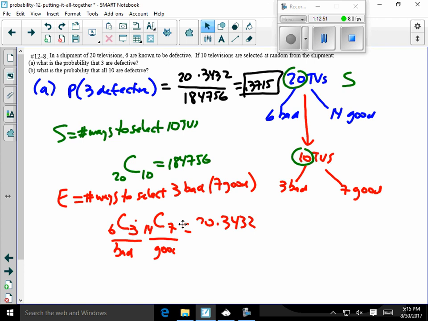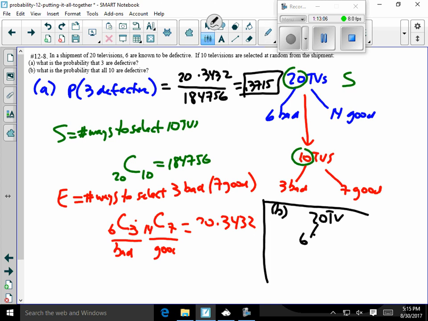So for part B, let me just do this down here. Part B, that's the probability that all 10 are defective. If I use the same strategy, let me draw a picture again. We have 20 TVs. We have 6 bad ones, therefore 14 good ones. And this time we need to draw a selection of 10, and all 10 of them have to be bad, and therefore no good ones.